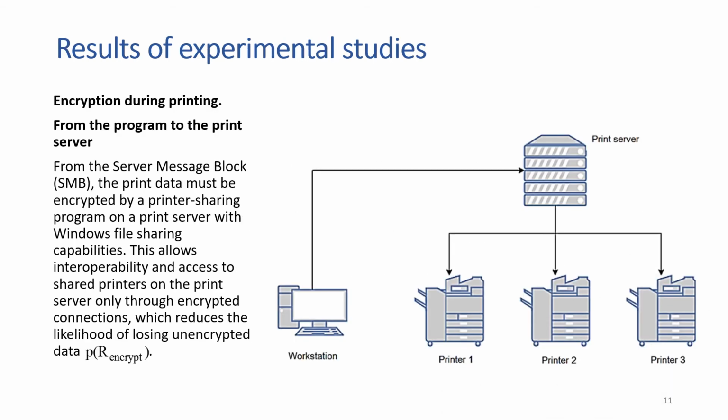From the Server Message Block, the print data must be encrypted by a printer sharing program on a print server with Windows file sharing capabilities. This allows interoperability and access to shared printers on the print server only through encrypted connections, which reduces the likelihood of losing unencrypted data.